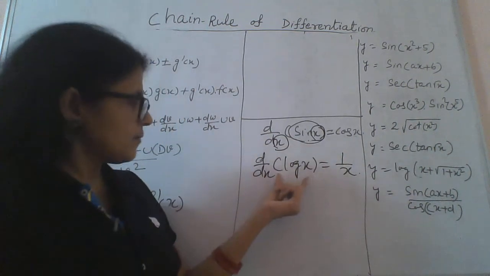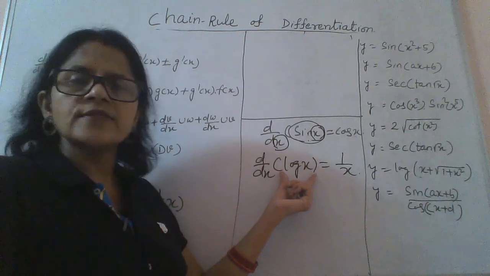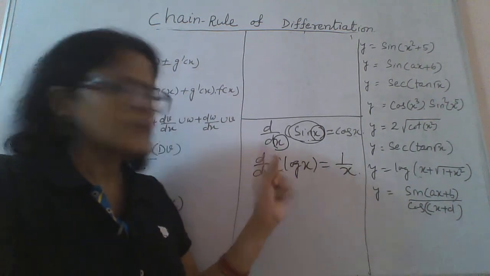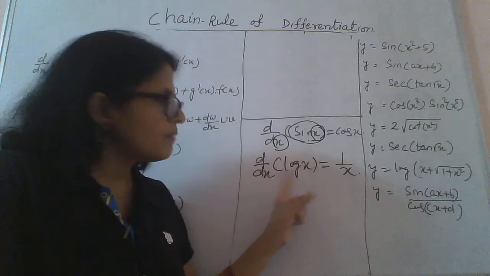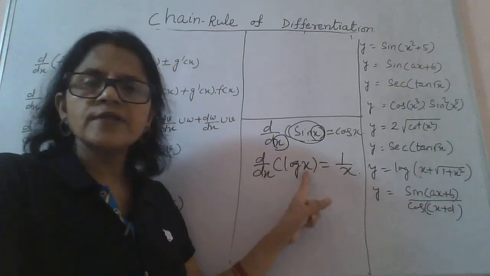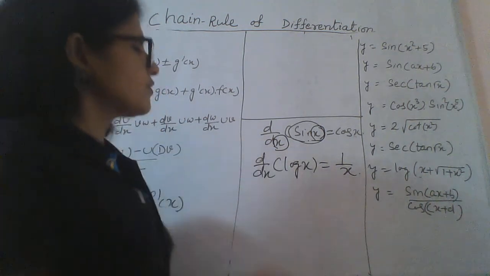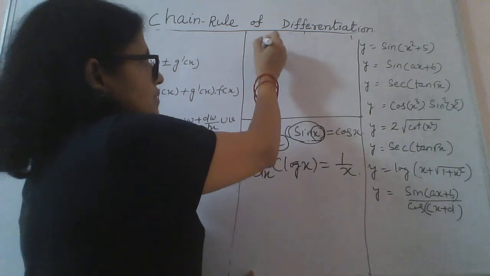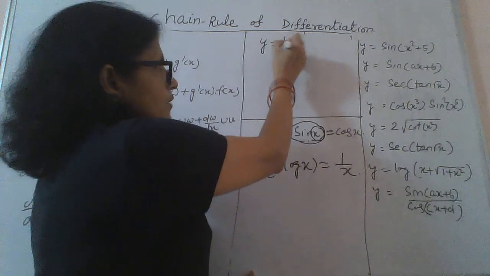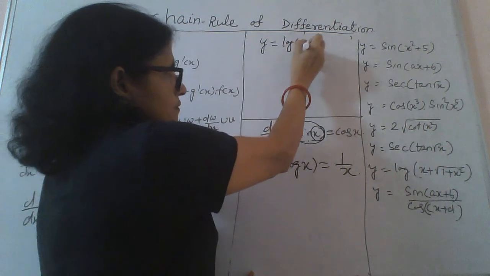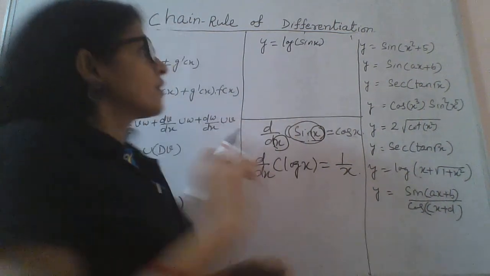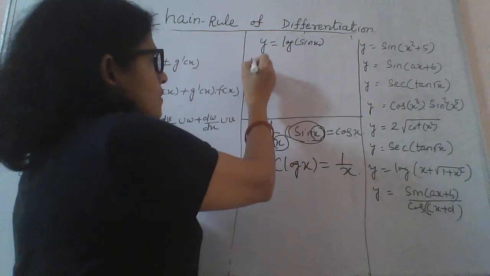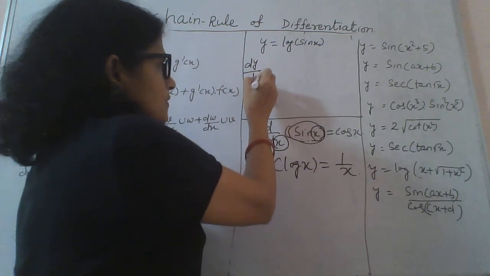Similarly, one more example, you see d by dx of log x. Log x, a function of x. We are differentiating with respect to x. So d by dx of log x is 1 by x. Now if I just change it, suppose I take y equal to log sin x. Okay, what did I take? Log sin x. Now I will ask you dy by dx.